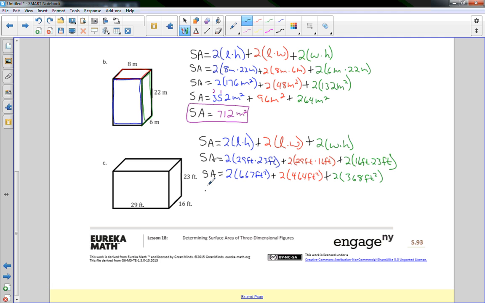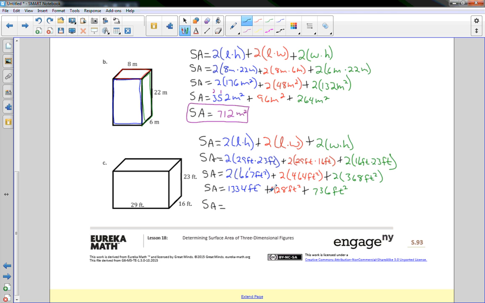Now I do my multiplication by 2. And 2 times 7 is 14, carry a 1, 6 times 2 is 12, plus 1 is 13, 6 times 2 is 12, 13, 1,334 feet squared are my front and my back, plus 4 times 2 is 8, 2 times 6 is 12, 2 times 4 is 8, plus that 1 is 928 feet squared, plus 2 times 8 is 16, 6 times 2 is 12, 13, 3 times 2 is 6, 7 with those carried ones, feet squared. And finally, I come up with my solution.